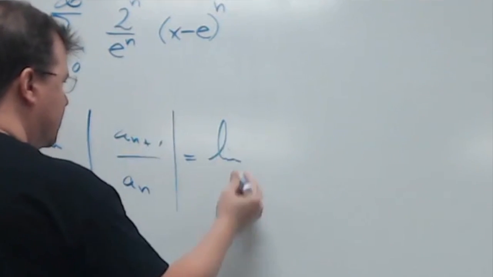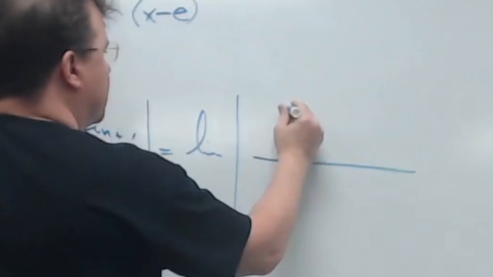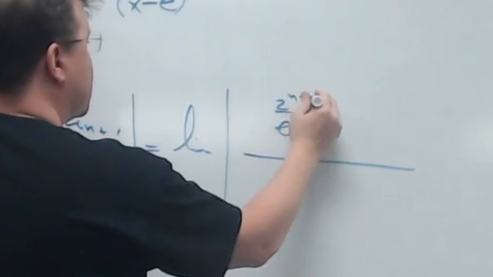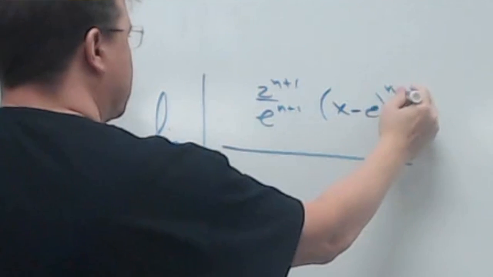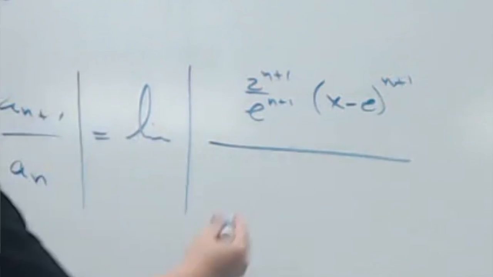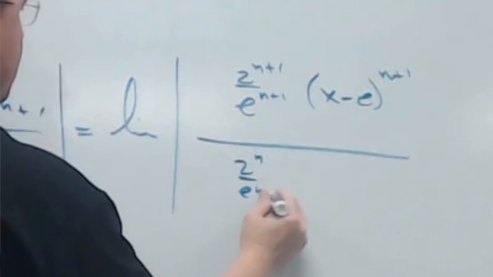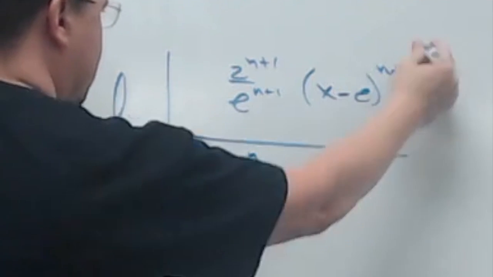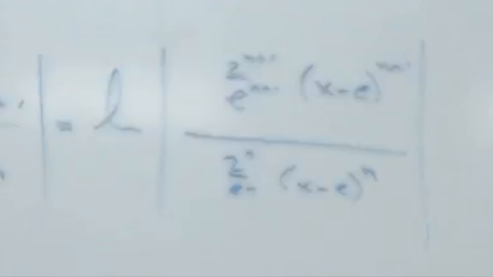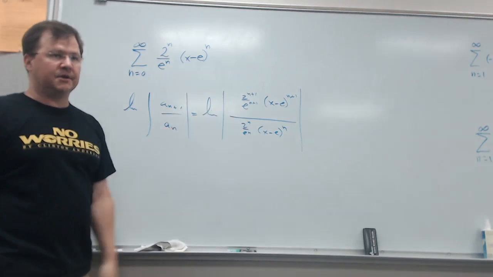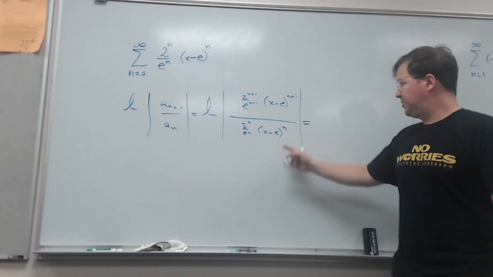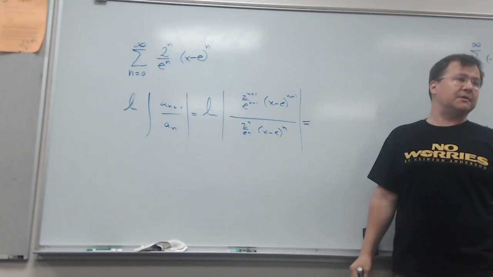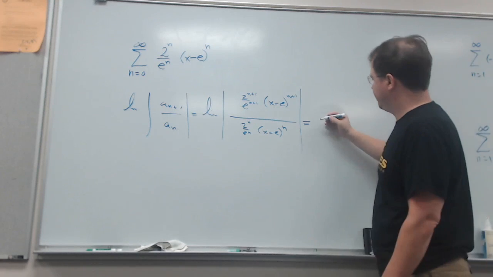And in this case, I'd be looking at a quotient of 2 fractions. That is to say, 2 to the n over 2 to the n plus 1, e to the n plus 1, and x minus e to the n plus 1, all over 2 to the n, e to the n, x minus e to the n, absolute value. Now, powers of 2 and powers of e are never going to be negative anyway, so this is going to simplify nicely. Although depending on what x is, the base might be negative, so that still needs to be an absolute value, right?